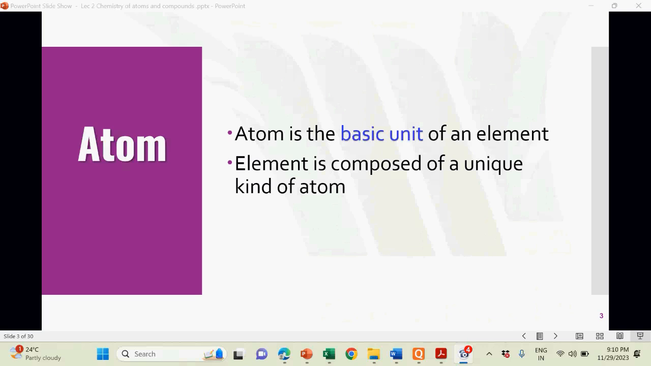But the hydrogen atom has two other isotopes. We will see in the subsequent slides the exact composition of the different isotopes of hydrogen. So the important point here is that atoms are the basic unit of every element, and they are very unique in their composition, representing that element.